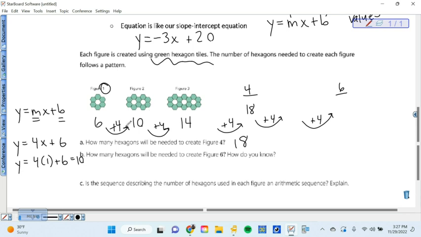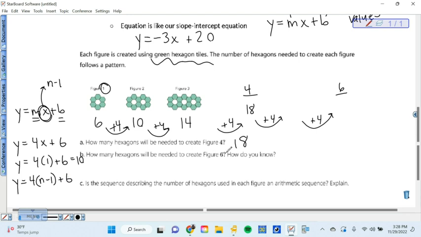What figure do I have 10 hexagons in? In figure 2. So I actually have to replace my x. I'm going to replace it with n minus 1. So if I'm trying to figure out how many tiles are in figure 1, I actually look to the previous figure first. And that's what that n minus 1 is kind of referring to. So I'm going to rewrite my equation here, y equals 4, and instead of x, I'm going to write n minus 1, plus 6.